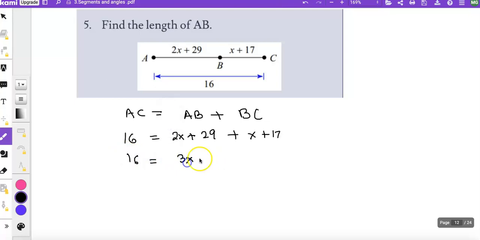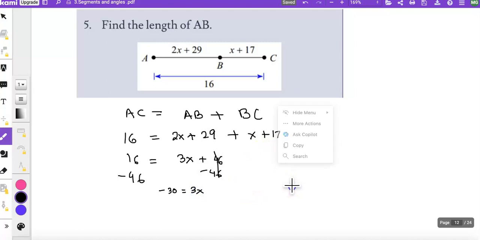So this is 3x over here. 29 plus 10 is 39, this should be 46. Okay, and what I will do is subtract 46 from both sides. They cancel out, and this is your 46. This will give you negative 30 is equal to 3x. And let's do the remaining part over here. And x is equal to negative 10.